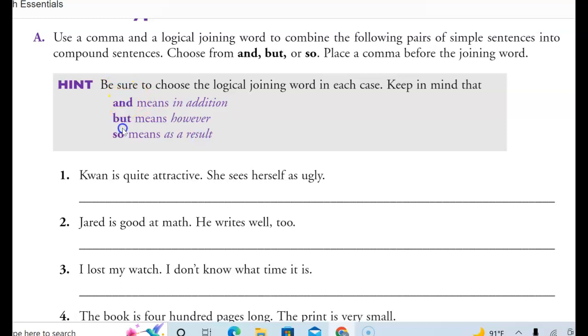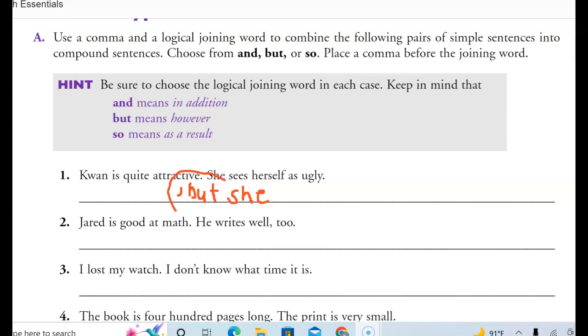Now, if we're using a lot of compound sentences with and, but, so, maybe we want to spice it up a little. So what we could do here is say, Kwan is quite attractive. She sees herself as ugly. So here we're showing contrast. So we would say, Kwan is quite attractive, comma, but she sees herself as ugly.